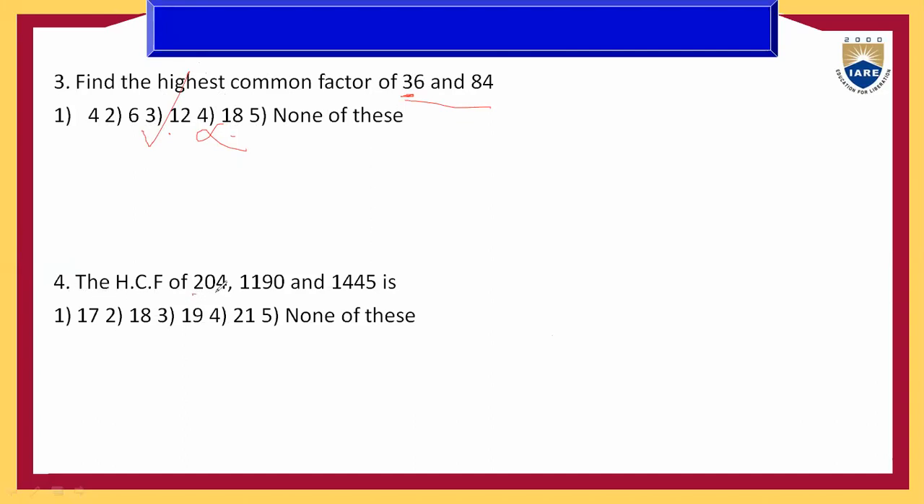The HCF of 204, 1190, 1445 is. Now here the highest option value is 21. Does 21 divide 204? 21 tens are 210.